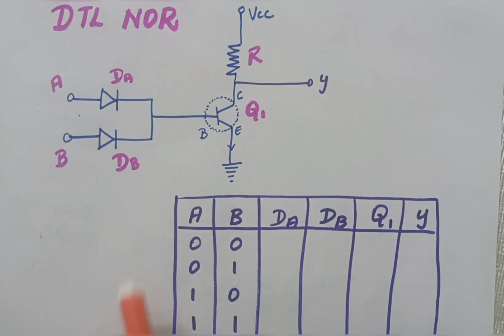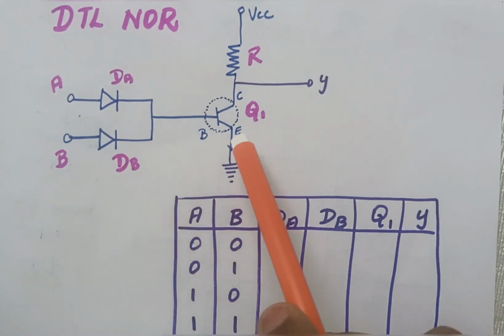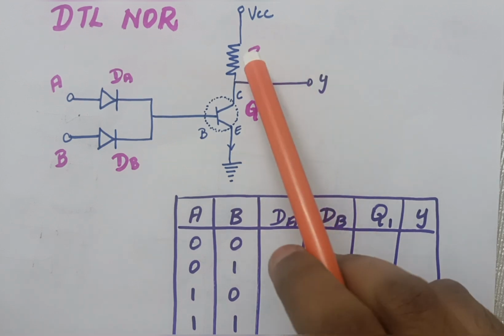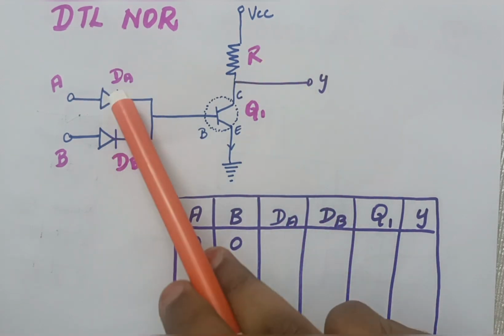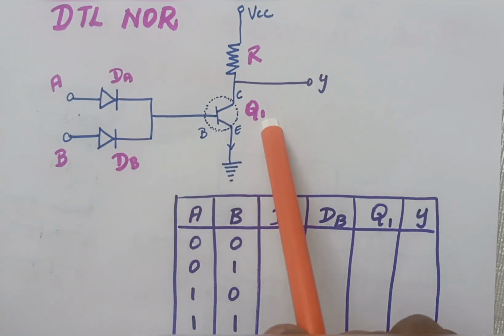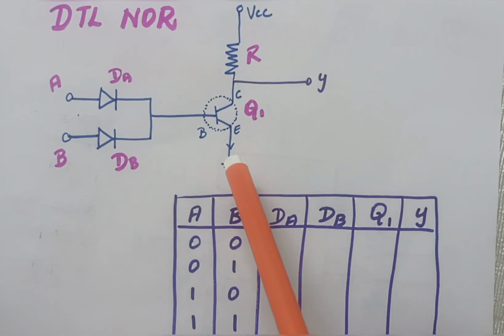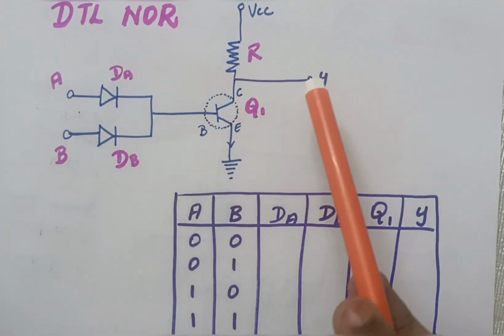Now we will understand DTL NOR. So this is the circuit diagram for DTL NOR. We have two diodes, DA, DB, and we have one transistor Q1 and a resistor R. Both these diodes are connected in parallel, and the output is directly sent to the transistor. We have the supply on top, and it is grounded below the transistor. A and B are my inputs, Y is my output.